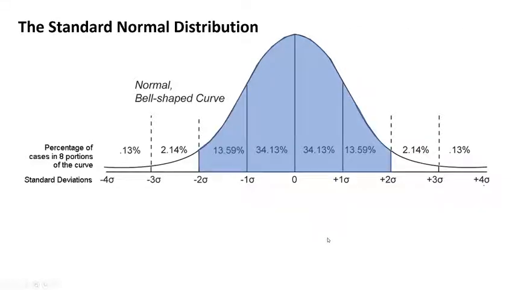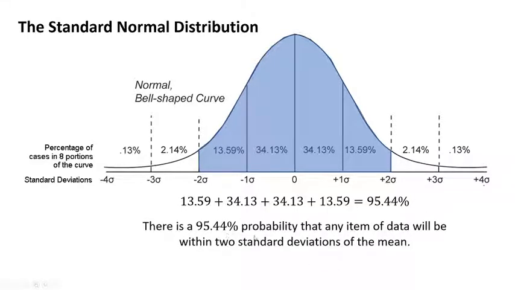Let's take a look at 2 standard deviations from the mean. Here we have to add up 4 sections now, and that all adds up to 95.44%. So that means that 95.44% of the data is within here, or another way to say that, there's a 95.44% probability that any item of data will be within 2 standard deviations of this mean.